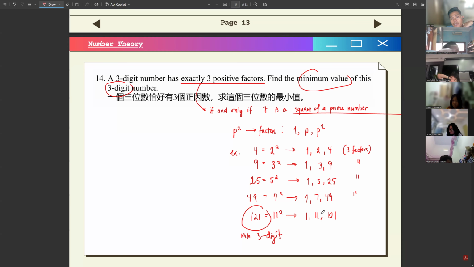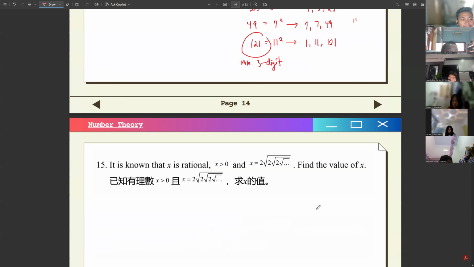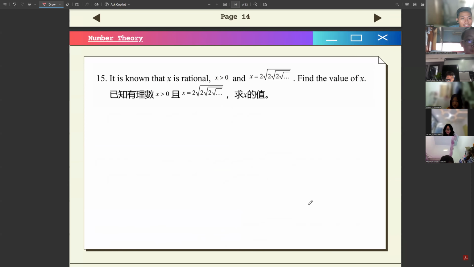Okay, let's have one more problem before a break. It is known that x is rational and x is greater than 0 and x is equal to, let me rewrite this, 2 square root of 2 square root of 2 square root of dot dot dot, meaning it goes on to infinity. This is what we call an infinite nested radical. Radicals are just square roots, cube roots, fourth roots, and so on. When we say nested, it's because there's a square root inside the square root inside the square root, and it goes on to infinity.